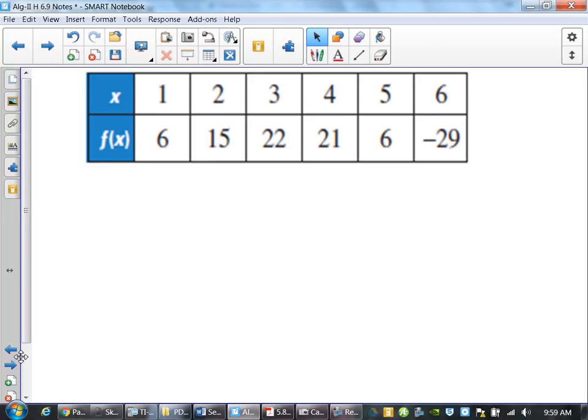Let's try this one and see if we can figure out the finite difference and see if we can do the equation again. Alright, let me write this down. So let's see, we have 6, 15, 22, 21, 6, and -29. I think that for finite differences to work, yes, if you're using finite differences, it does. Otherwise, when we get to the graphing calculator stuff, you can still do it, but with different change of scales.